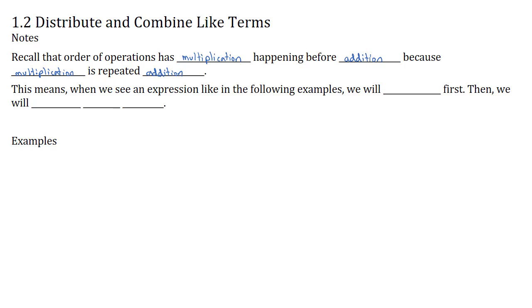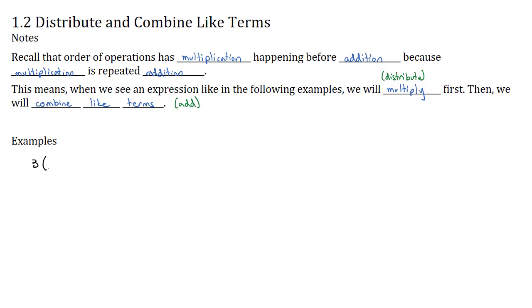So when we see an expression like the examples we're going to see in this video, we're going to multiply first, which we're going to call distribute. Then we will add, which we call combining like terms, which is really just adding together. So multiplying before we add. So let's take a look at some examples where we do just that. We're going to start with this example.